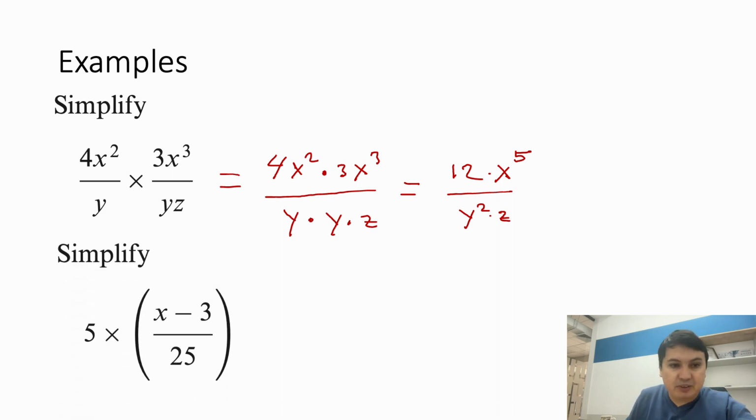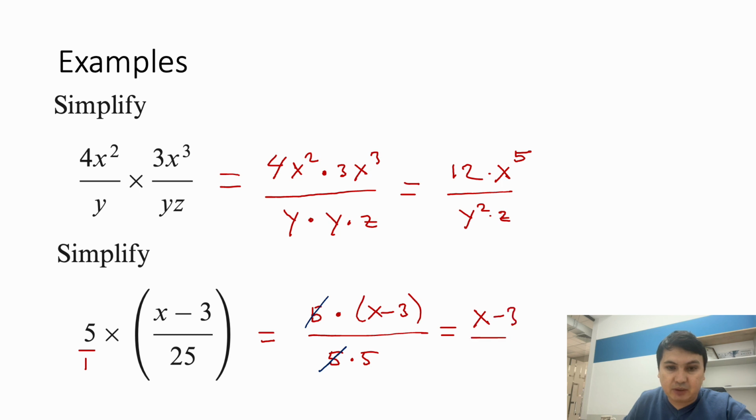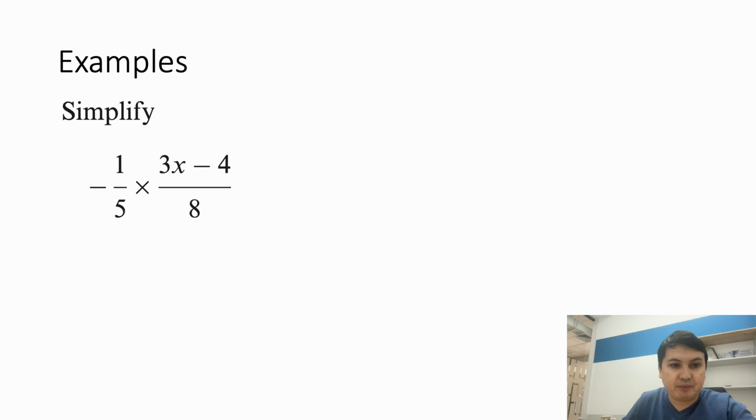So simplify 5 times x minus 3 divided by 25. Well, we see that again, write 5 as 5 over 1, and then 5 becomes my numerator, right? So here is 5 times x minus 3. How about the denominator? It's 1 times 25, that's 25. But I can write 25 as 5 times 5 because I know that 5s are common, so they cancel out. As a result, here I got x minus 3 divided by 5. Okay. How about here? Well, minus times plus is minus, so minus remains. And then what I have is 1 times 3x minus 4, so it's 3x minus 4. 5 times 8 is 40, right?